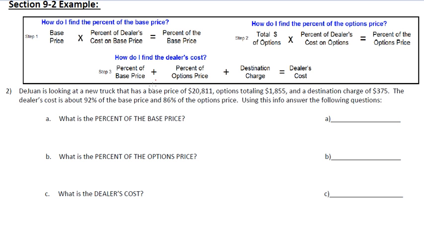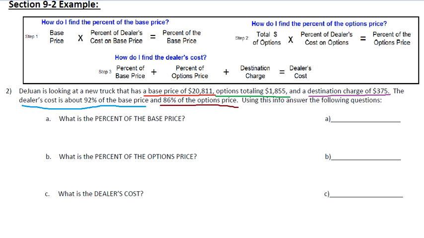Dewan is looking at a new truck, and this new truck has a base price of $20,811. It has options that total $1,855, and it even has a destination charge of $375. Well, here we get some new information that we didn't see in the previous section. The dealer's cost is a percentage: 92% of the base price and 86% of the options price. We've got to use this info to answer the following questions.